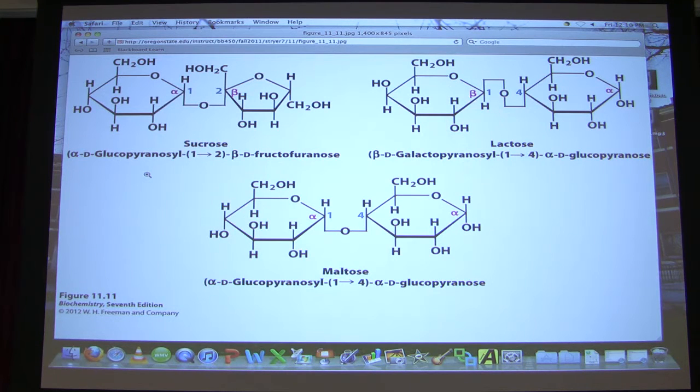There are other disaccharides that are important in nature. Lactose is one of them. Lactose is also known as milk sugar. It's also a sugar that's very commonly confused by students with a molecule known as lactate. Lactate is not a disaccharide. Okay? Lactate is a byproduct of metabolism. We'll talk about it later. Don't confuse lactose and lactate. They are very different molecules.